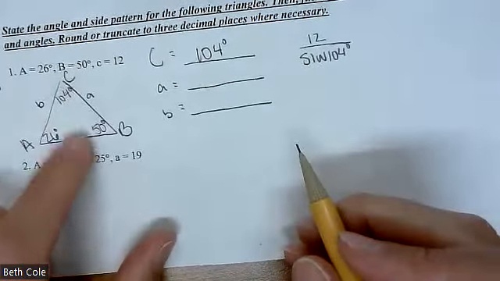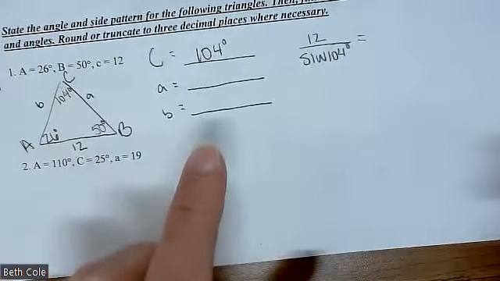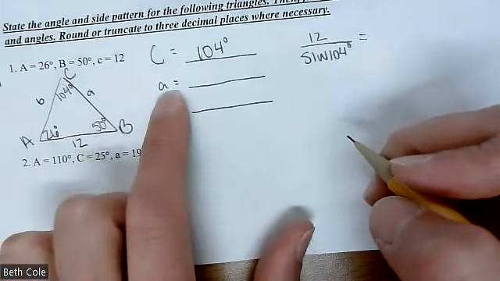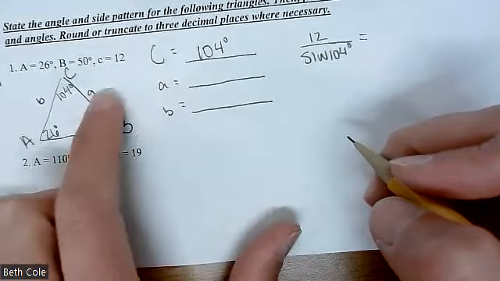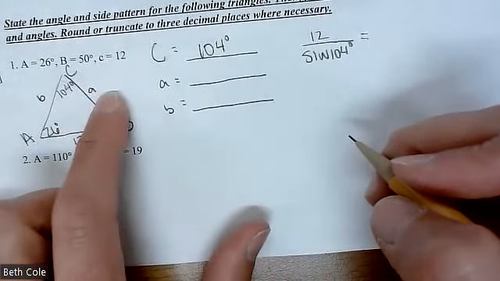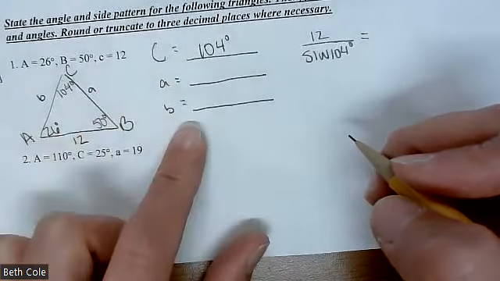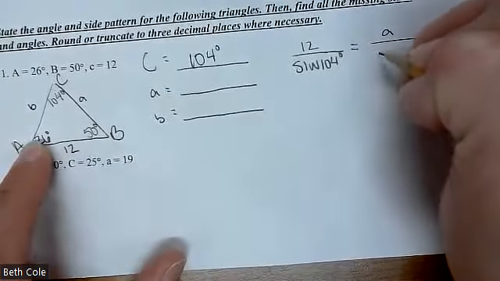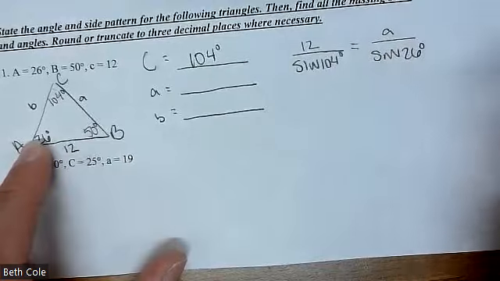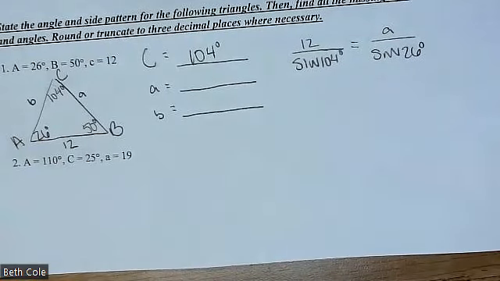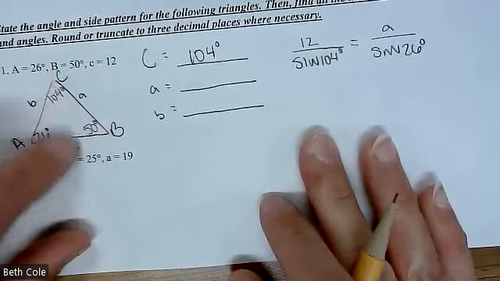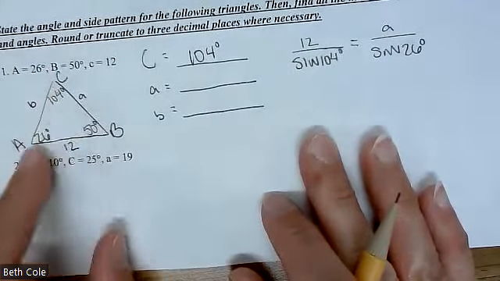All right, 12 over sine of 104 equals, now which one are we finding next? Little a. Yeah, you want to do them smallest to biggest. So it'll be a over sine of 26. Is everyone okay with the setup? They go across from each other. 12 over sine of 104 equals a over sine of 26.